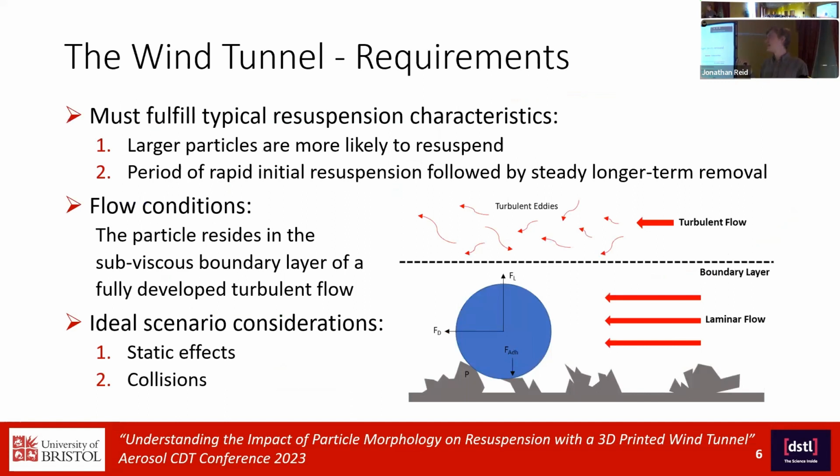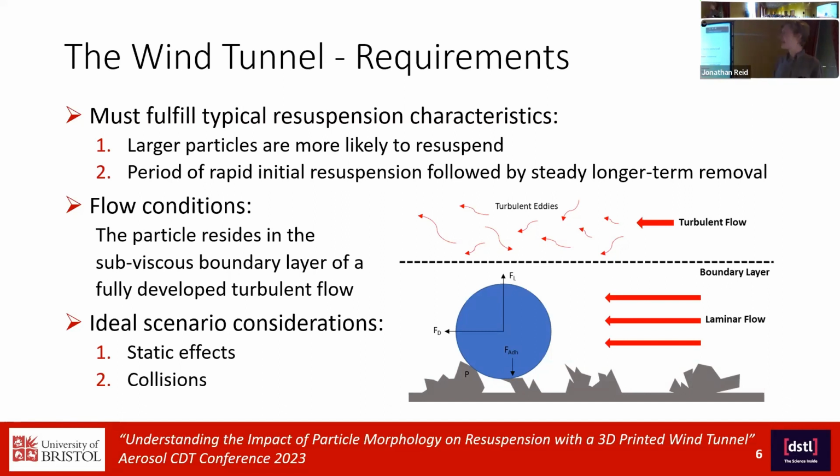What you need for this to actually work is for your wind tunnel to be able to show the typical resuspension characteristics. So stuff like large particles are more likely to resuspend than your smallest particles. Generally, you expect when you turn on an airflow, there's going to be an initial rapid release of particles. Those that are weakly adhered to the surface will come off immediately. As you go on, this will become a steady, longer term removal due to stuff like turbulent eddies that break the boundary layer and detach the particles from the surface. You want to verify that those flow conditions are actually taking place.